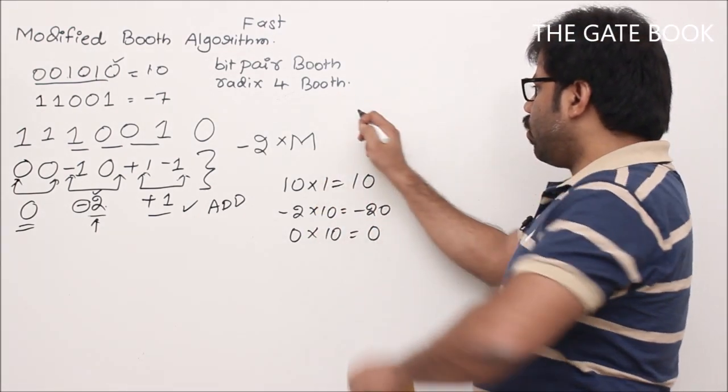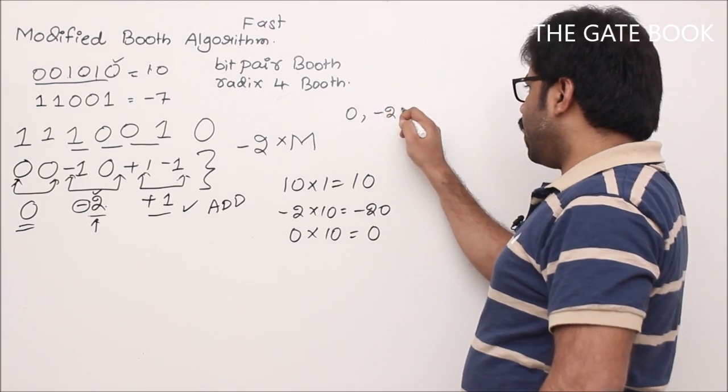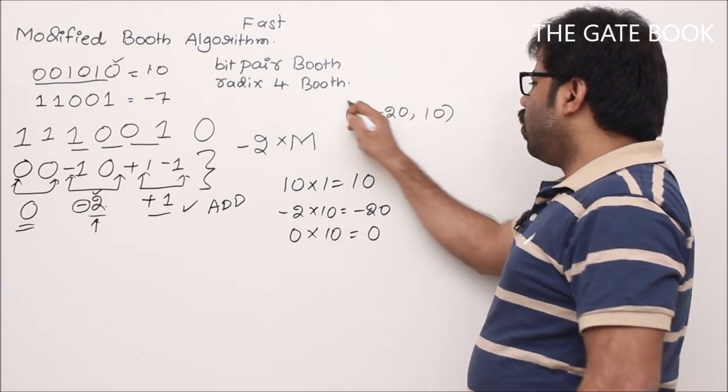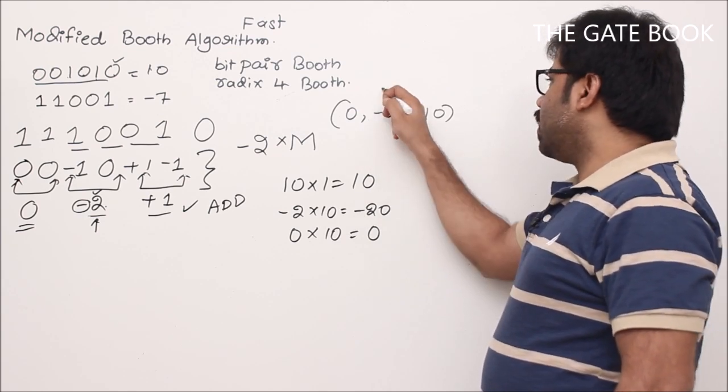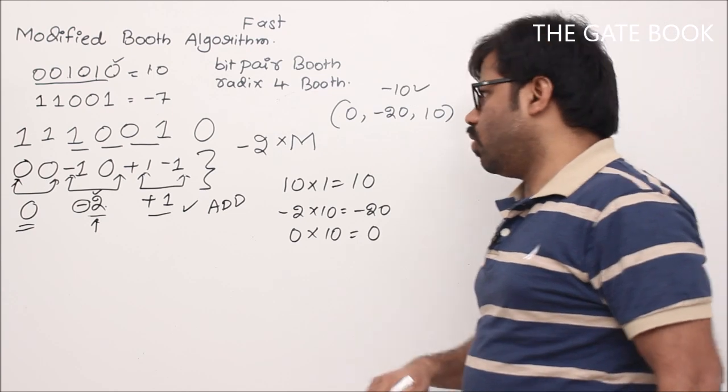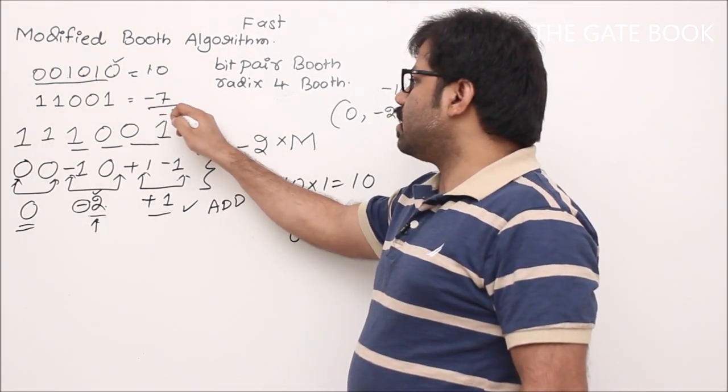So you get 10 comma minus 20, 0. I can write from right to left: 0 one term, minus 20 one term, 10 one term. But don't say that, sir, 0 plus minus 20 plus 10, so the answer is supposed to be minus 10. No, the answer should be minus 70.